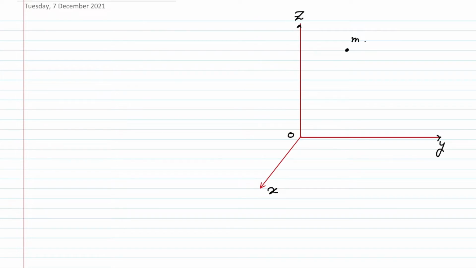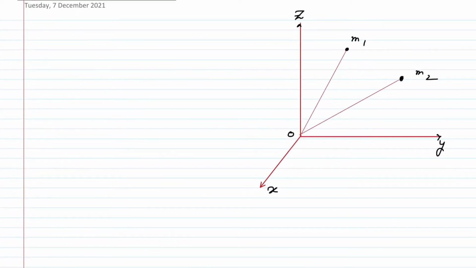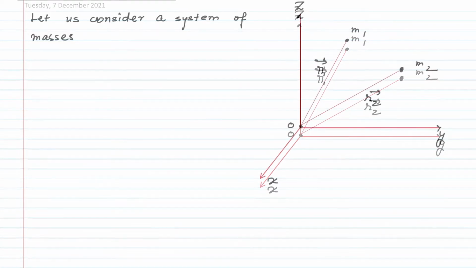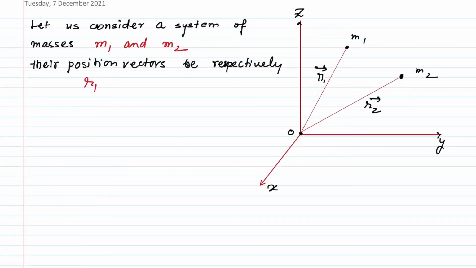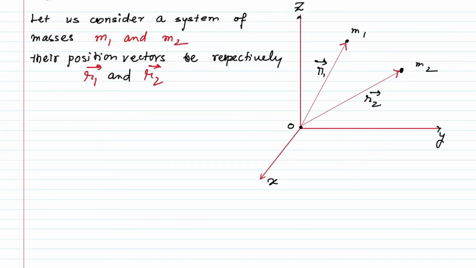Suppose one mass is m1 and the other is m2, and let r1 and r2 be their respective position vectors. Here O is the origin, with masses m1 and m2 and position vectors r1 and r2. Now let the relative distance between these two masses m1 and m2 be r.